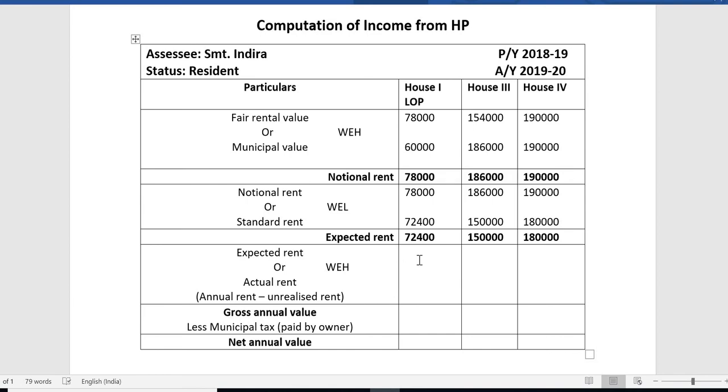Okay. So now expected rent or actual rent, whichever is higher, we need to calculate. So expected rent is how much? 72,400. Then 1,50,000. Then 1,80,000. This is expected rent. Now we need to find out actual rent.